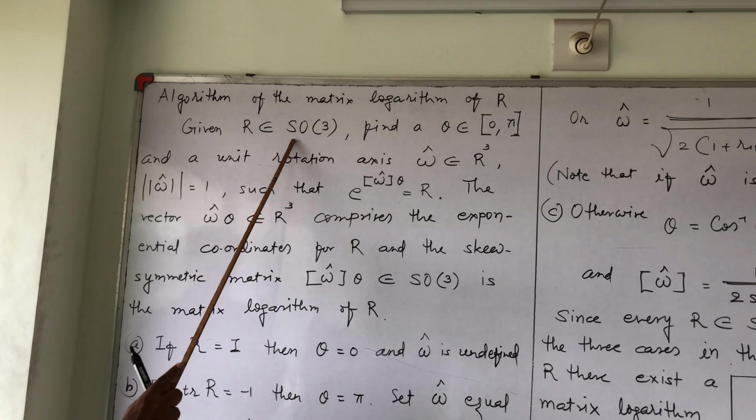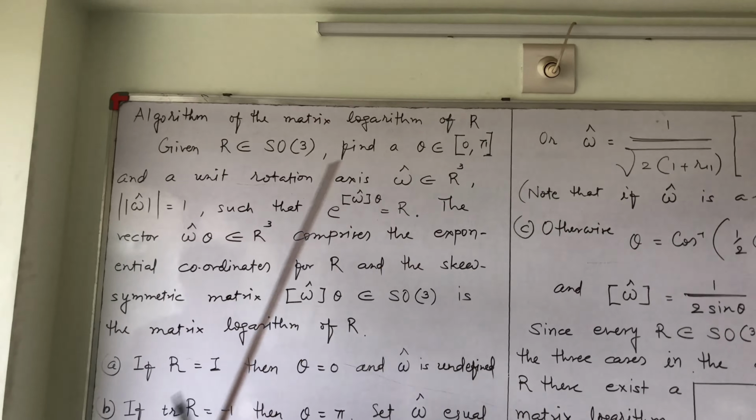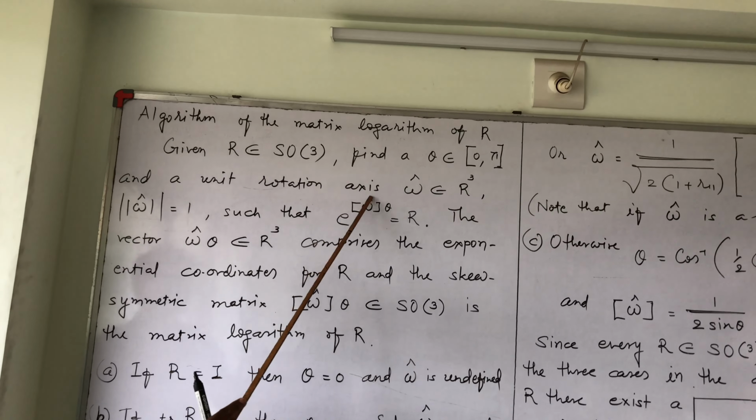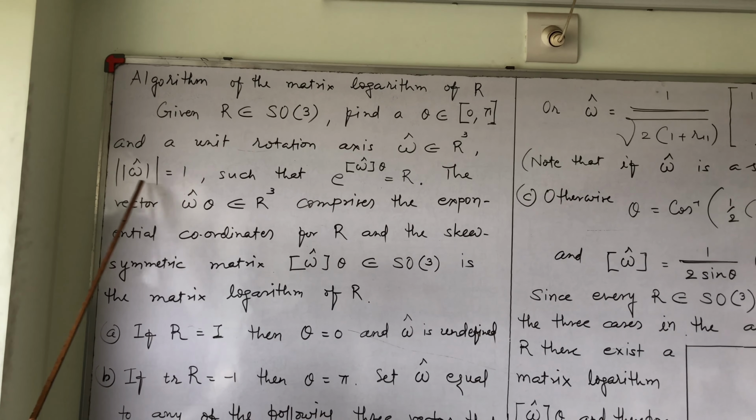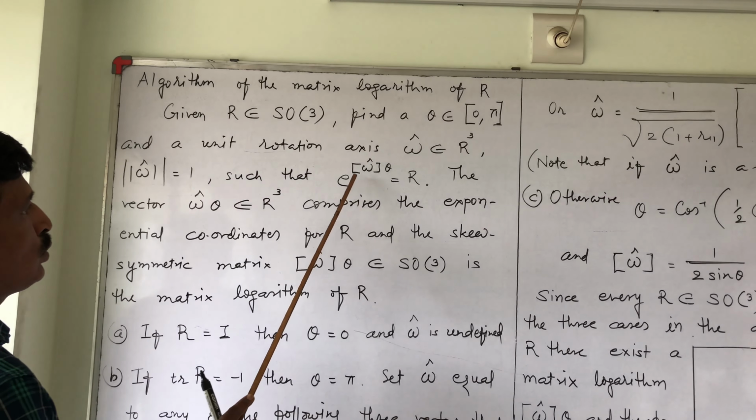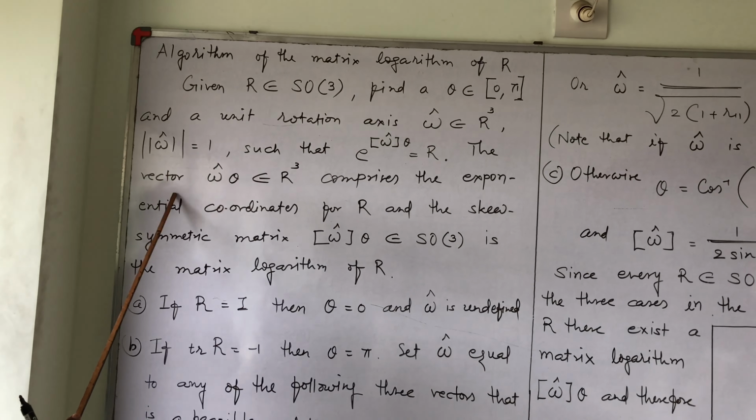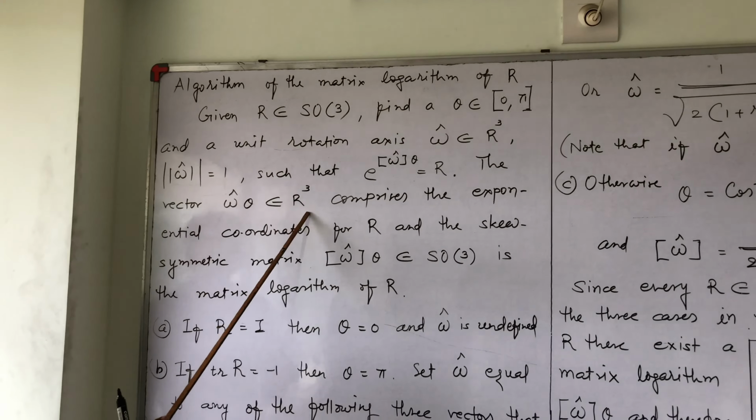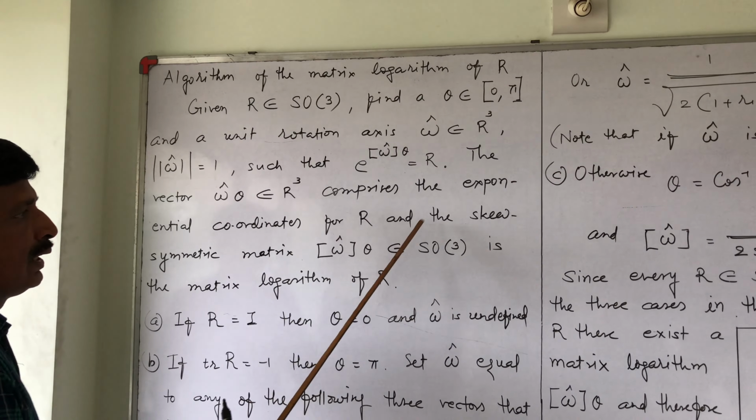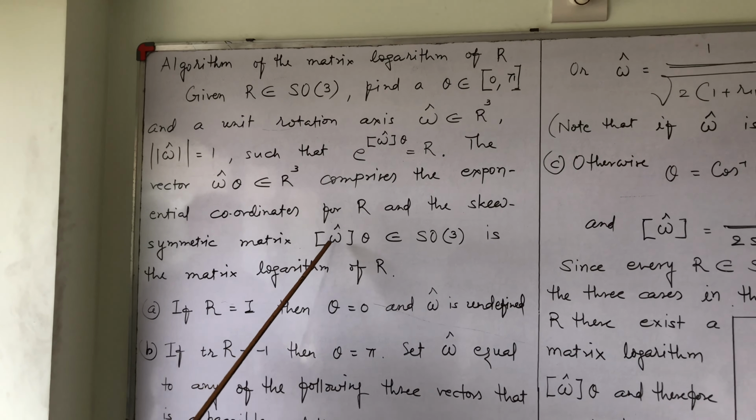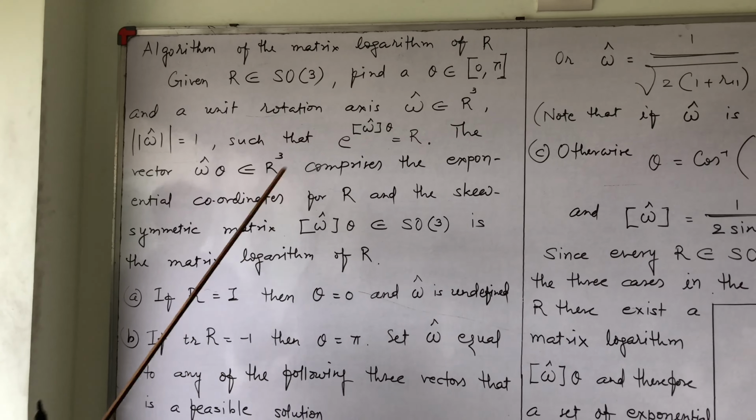Given R belonging to SO(3), find theta belonging to the closed interval [0, pi] and the unit rotation axis omega cap belonging to R^3, where the magnitude of omega cap is 1, such that e raised to the skew-symmetric omega cap times theta equals R. The vector omega cap theta belonging to R^3 comprises the exponential coordinates of R, and the skew-symmetric matrix omega cap theta belonging to so(3) is the matrix logarithm of R.